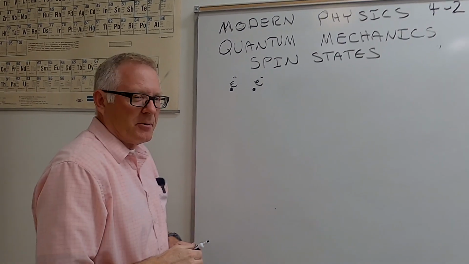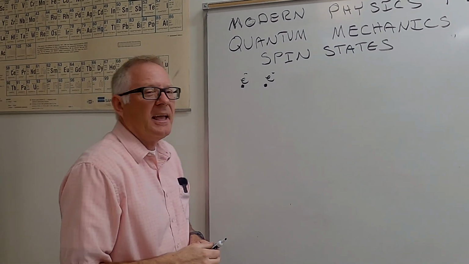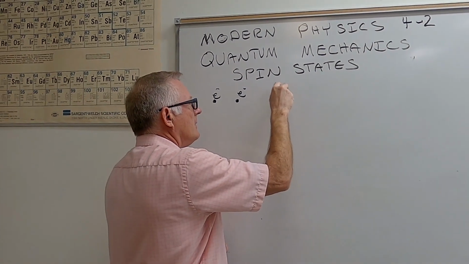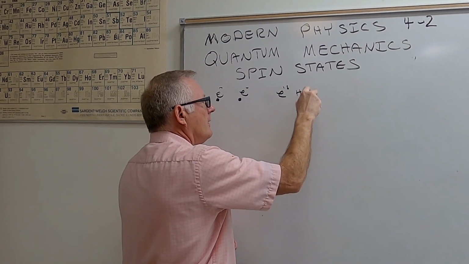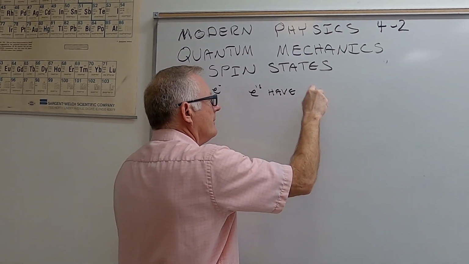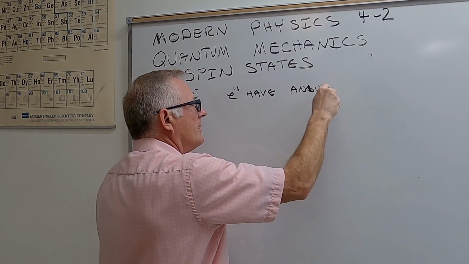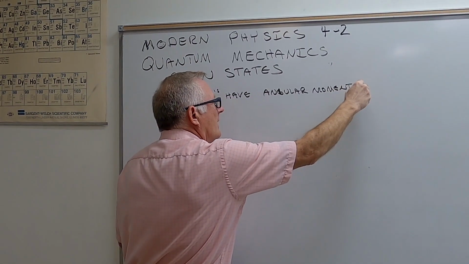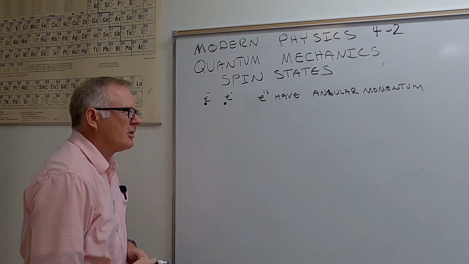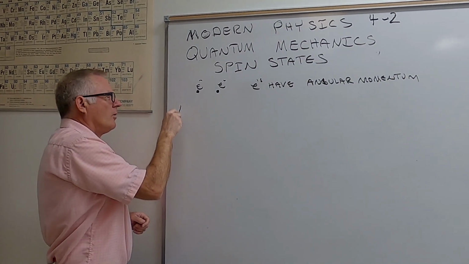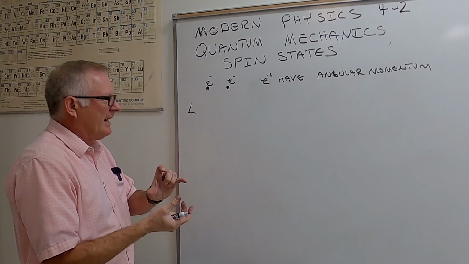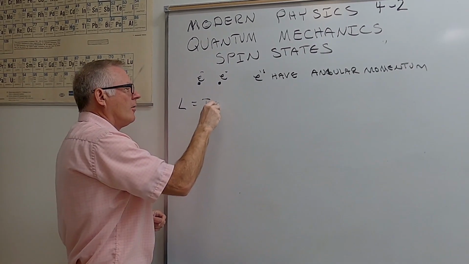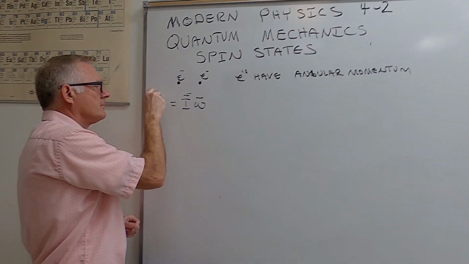Now there's a property of electrons, and that is they have angular momentum. Now if you remember from classical mechanics, the equation for an object that is spinning: its angular momentum was I omega.